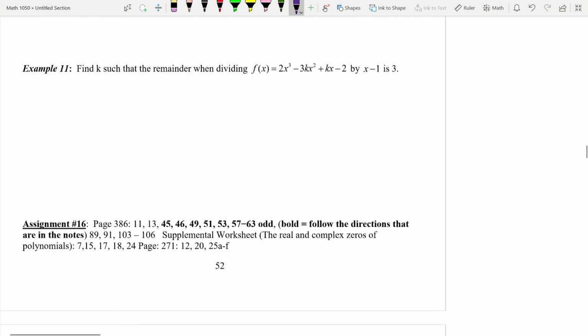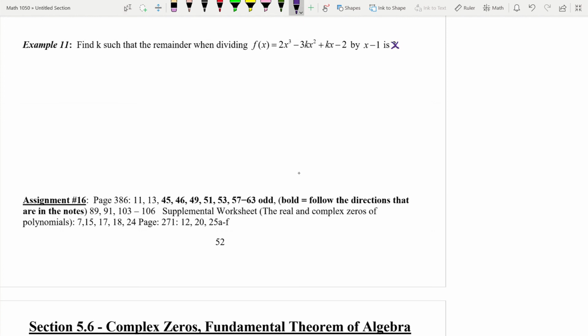Okay, I want to change question 11 so that the remainder is 10, not 3. Okay, find K such that the remainder, can you give me 1 minute? I'm going to go really fast. When dividing this by x minus 1 is 10, really fast. X minus 1, let it be a 1. In front of the x to the third, you have a 2. X to the second, minus 3k. X, k, constant, negative 2. Draw your line. 2 comes down. 2 times 1 is 2. That gives me negative 3k plus 2. Times 1 is negative 3k plus 2.